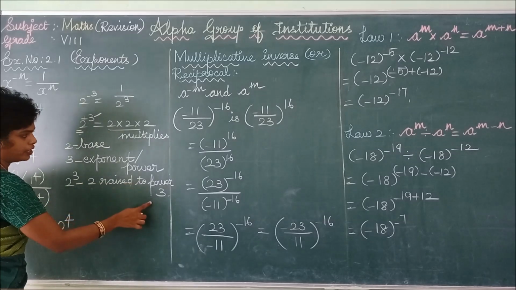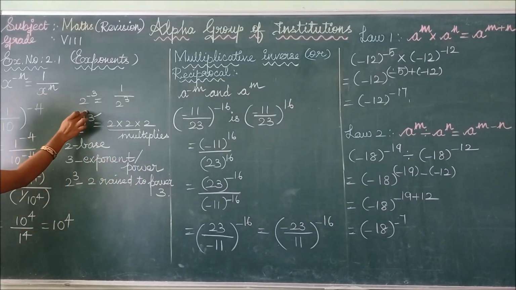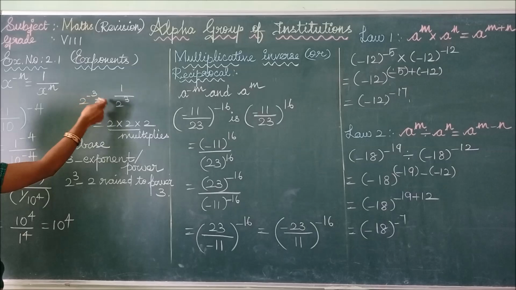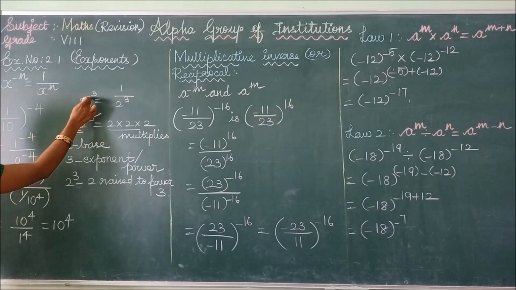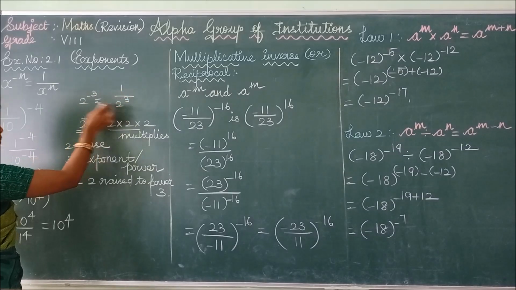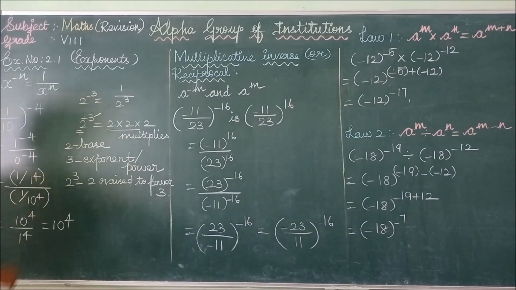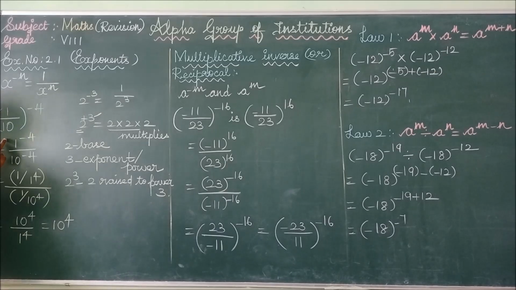2 raised to the power 3. So using this formula we can write 2 power minus 3 as 1 divided by 2 power 3. Using this format, 2 power minus 3 can be written as 1 divided by x power n, here 2 power 3.